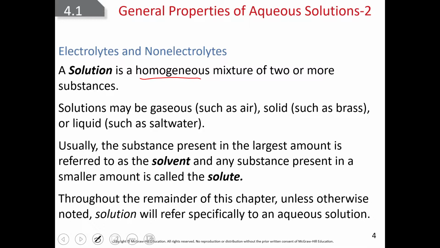So when we have these solutions, they can either be in a gas form, a solid form, or a liquid form. And we generally have a solvent and a solute. The solvent is the thing that dissolves the solute. The solute is the thing that is being dissolved. The solute is generally the one in the smaller amount. So if I had, again, salt water, my salt would be the solute and the water would be the solvent.